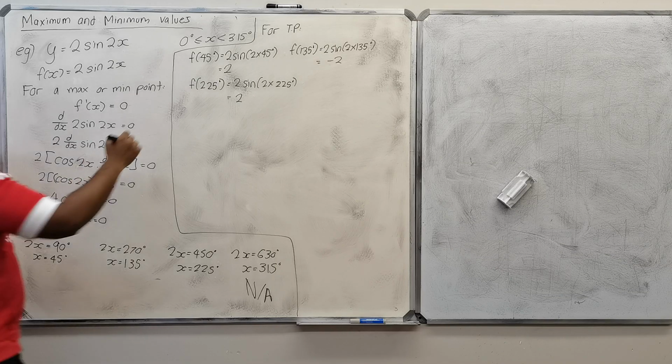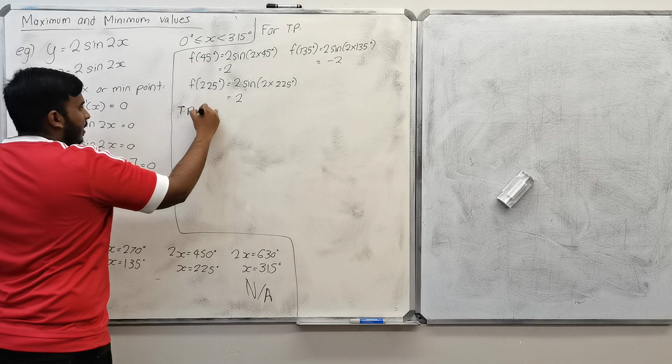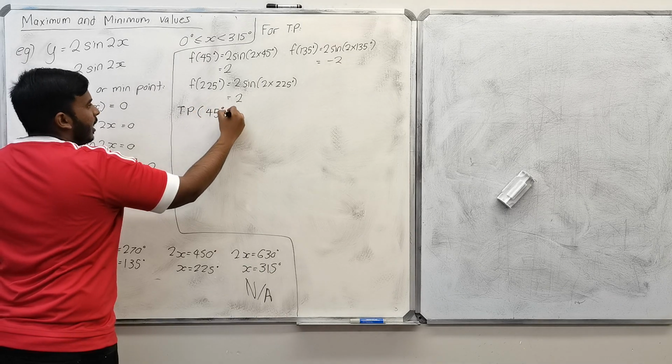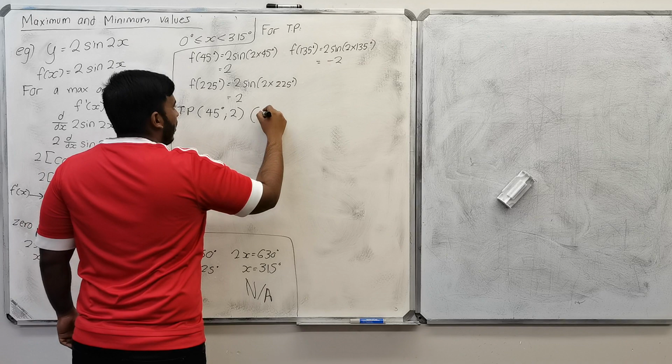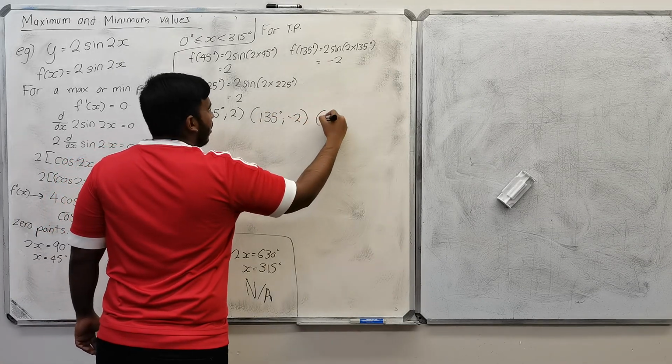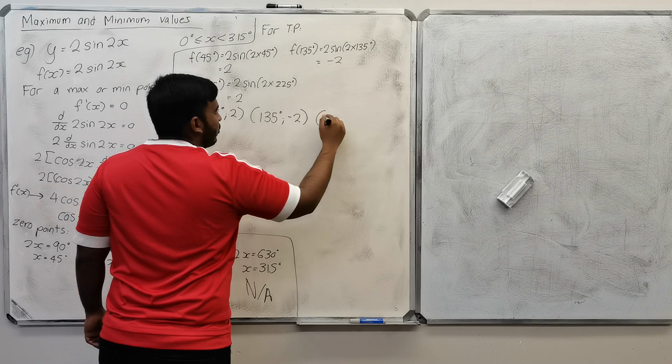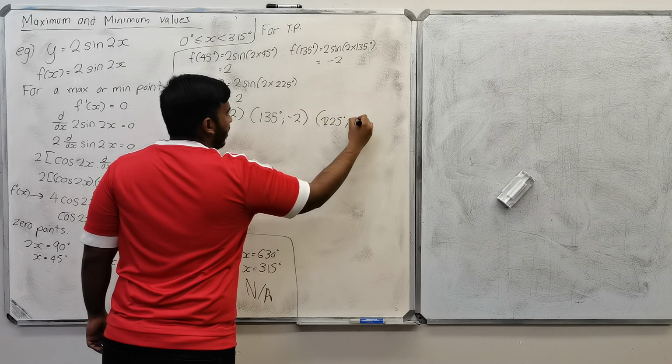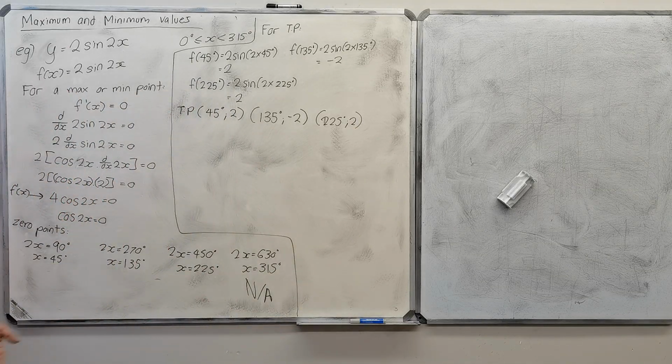Okay? My turning points are 45 degrees and 2, 135 degrees and minus 2, 225 degrees and 2. That's my turning points. Okay? Now we know that. How do we know which value is a maximum turning point? Which value is a minimum turning point? What do I need to do? You need to do the test to distinguish.